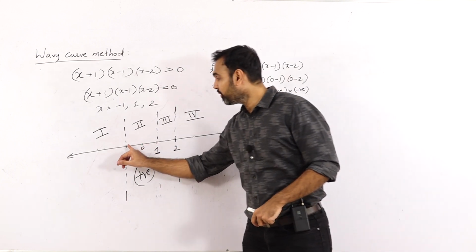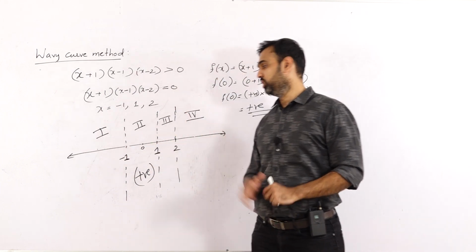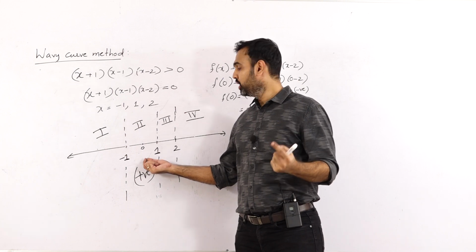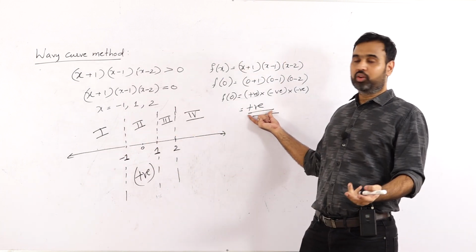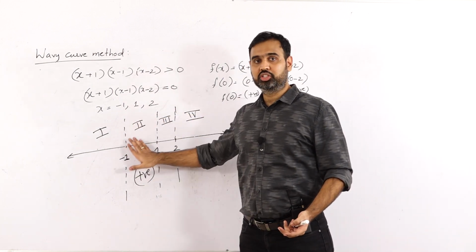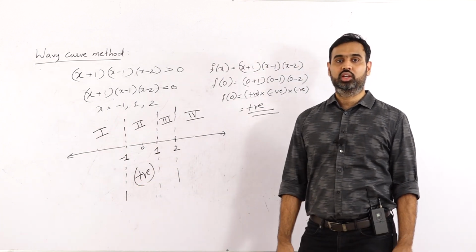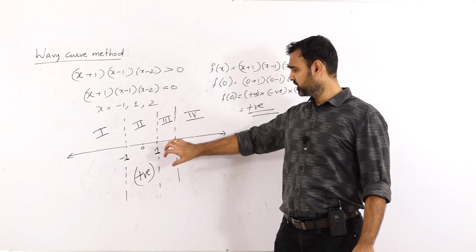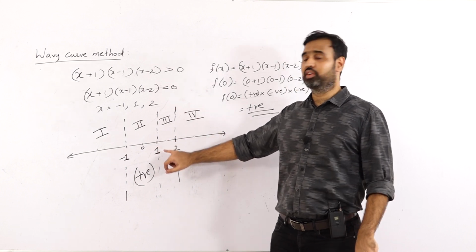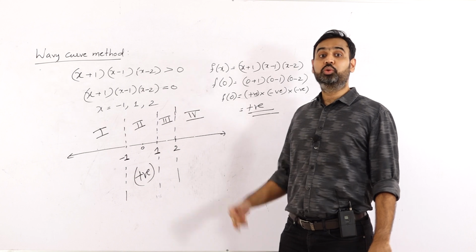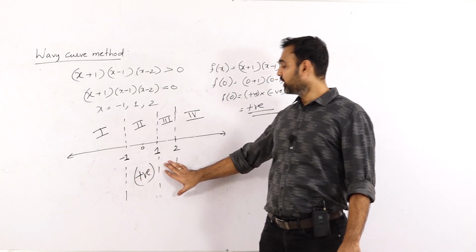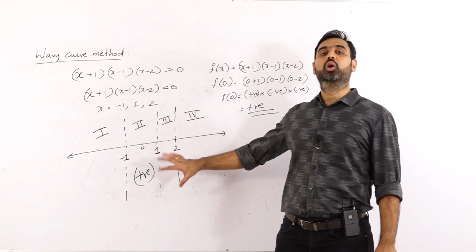How did we conclude region 2 as a positive region? We don't have to verify at every single value in the second region. You just have to verify with any one value, and if that value gives you a positive output, all the values in that region will give you positive output. What about this region? Will you substitute one more value to verify whether it is positive or negative? You don't have to. After you determine the sign of one of the regions, the other regions will simply alternate.